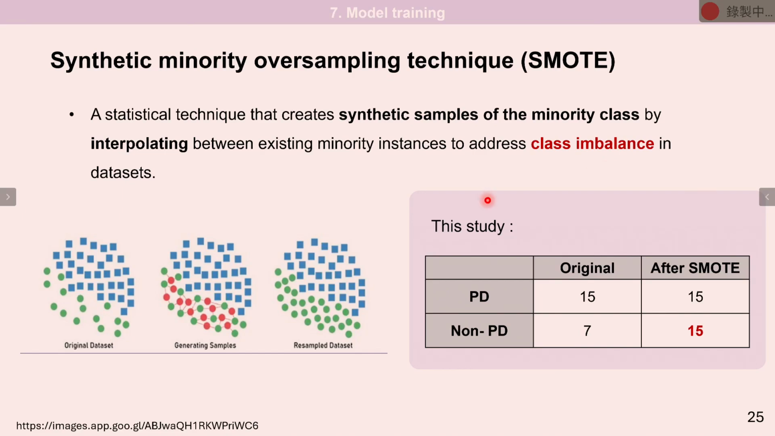Why did you choose this statistical technique to address the class imbalance? Because I referred to many papers, and I found that papers with the class imbalance problem usually use this method. So I also chose this method to fix the problem.